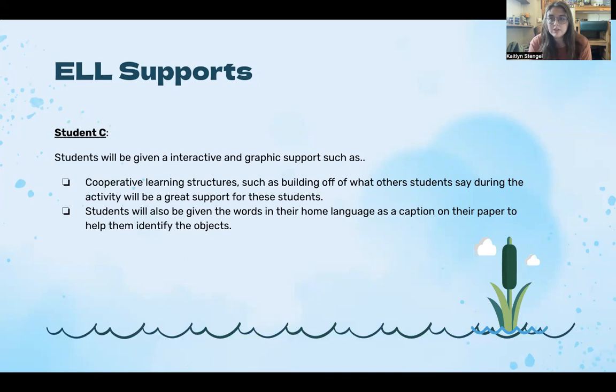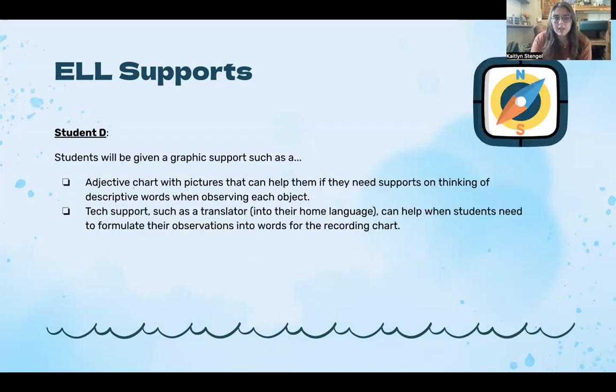This is the biggest support that is relevant for this activity, because there are so many objects written in English and there are so many different objects. A big support would be providing that object in that home language for that student, so they have a better understanding of what it is so that they can apply that prior knowledge when looking at it.